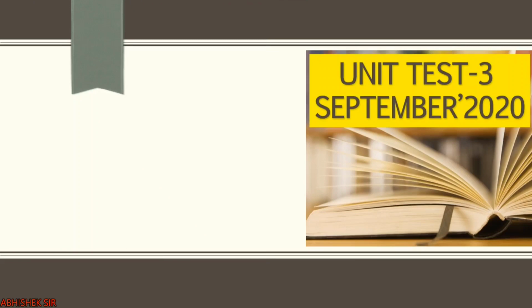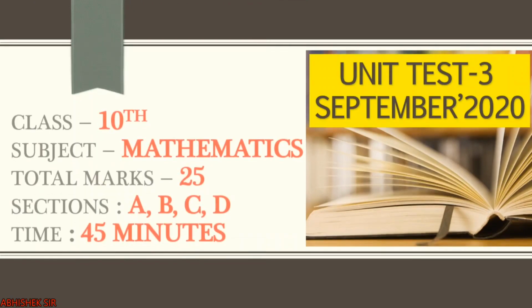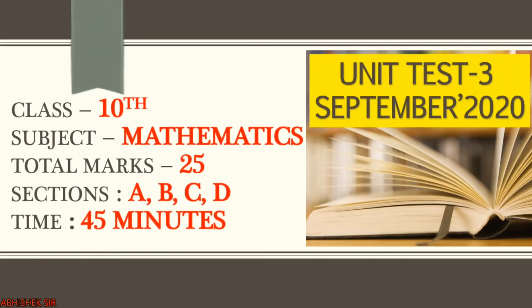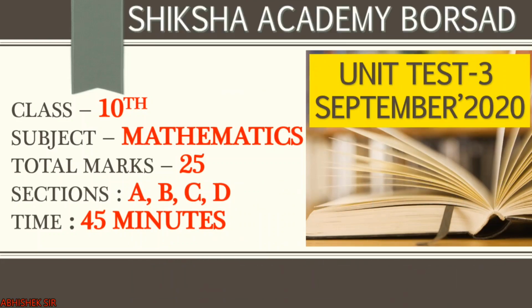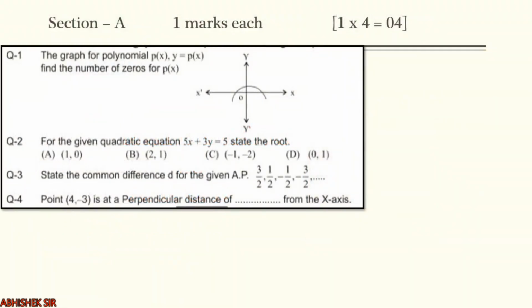In this video, we are going to see the mathematics solution of unit test 3 held in September 2020. So as you all know, the total markings are 25. There are 4 sections in the paper. Time allotted for solution is 45 minutes. So without wasting time, now let us start with the solution of each question perfectly.